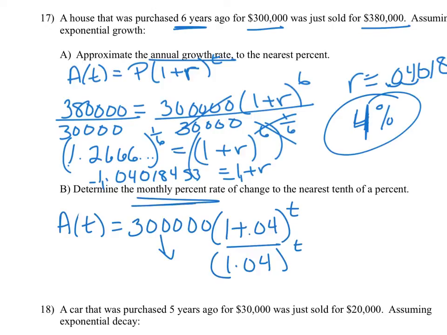We want to know the monthly percentage rate. So if you recall from the other day, you want to put a 12 on that, but you can't just put a 12 on that. You've got to do that. Okay, so then you do 1.04 to the 1 over 12 power, and you get 1.00327. Since this is growth, we subtract 1.